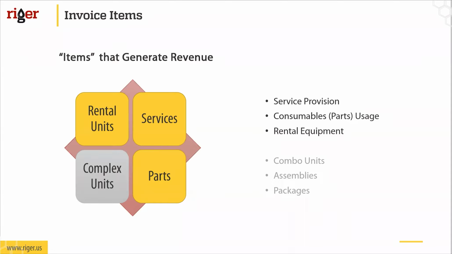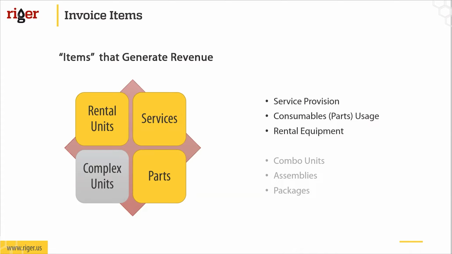For service provision, we are going to use items of type service. For consumables, we can use parts of type materials and goods, and for rental equipment, obviously those are going to be rental units. An example of complex items can be combo units, which, as the name suggests, are a combination of several units.